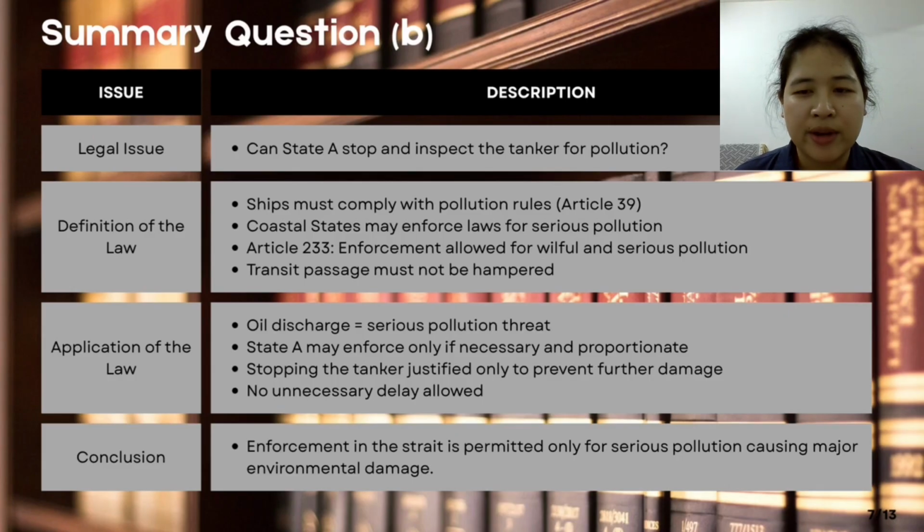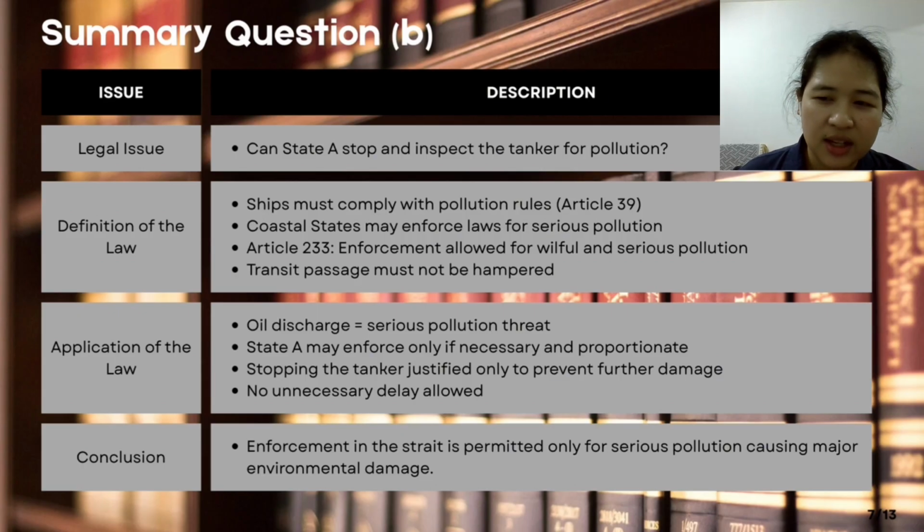This slide summarizes question part B. The main issue here is whether State A can stop and inspect the Empty Ocean Crest for pollution while it is exercising transit passage. Under UNCLOS, ships must comply with pollution control rules, but at the same time, transit passage must not be hampered. Although coastal states like State A may adopt pollution laws, enforcement is allowed only for willful and serious pollution, as stated under Article 233.